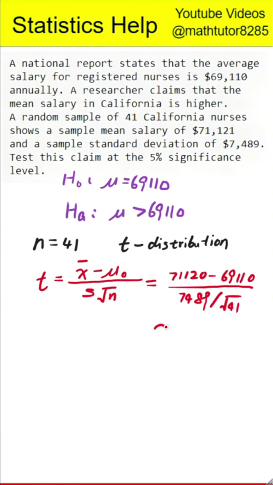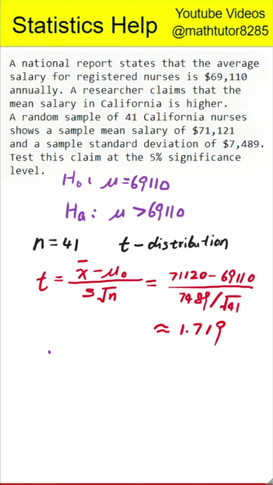71,121 minus 69,110, divided by 7,489 over the square root of 41. This gives us a t-score of approximately 1.719. Watch out. A common mistake is to forget taking the square root of the sample size in the denominator.